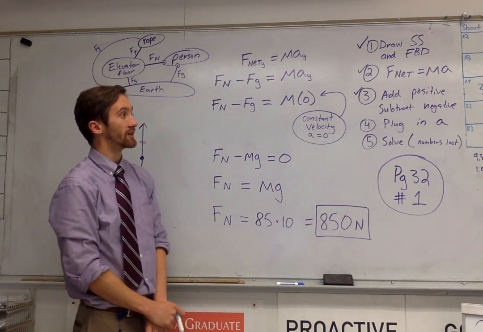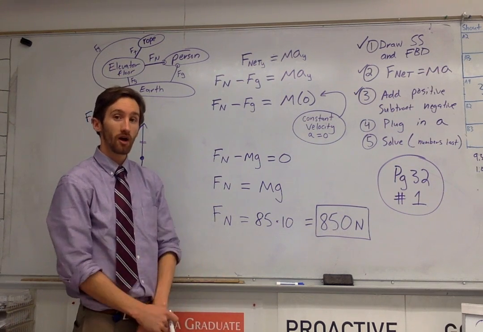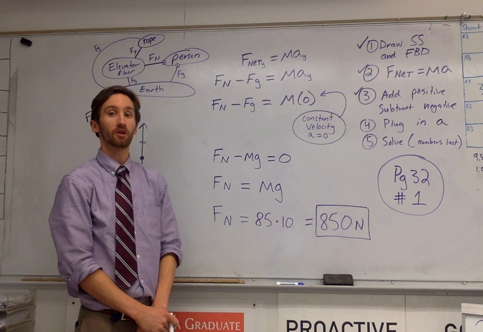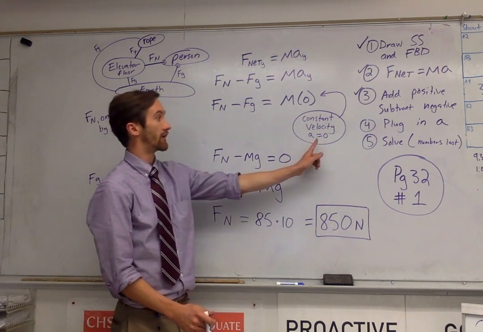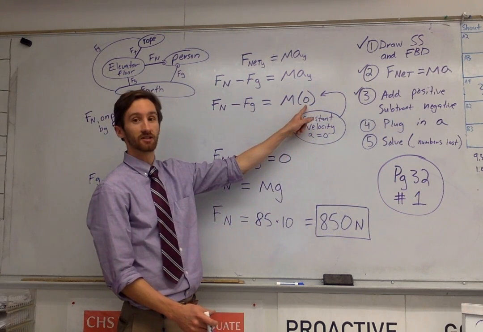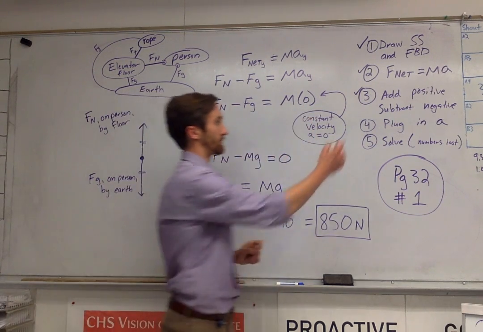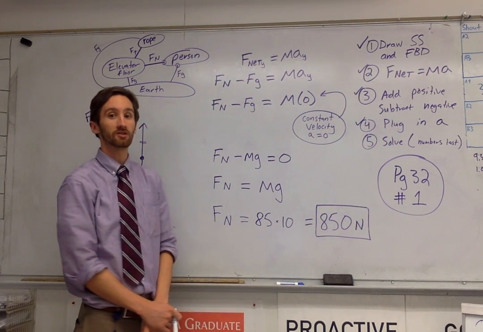So we've done step number 3. Step number 4 is we need to plug in acceleration. We know from this problem that it says we are going at a constant velocity. That means our acceleration equals 0. So we're going to plug in a 0 for acceleration. Check.